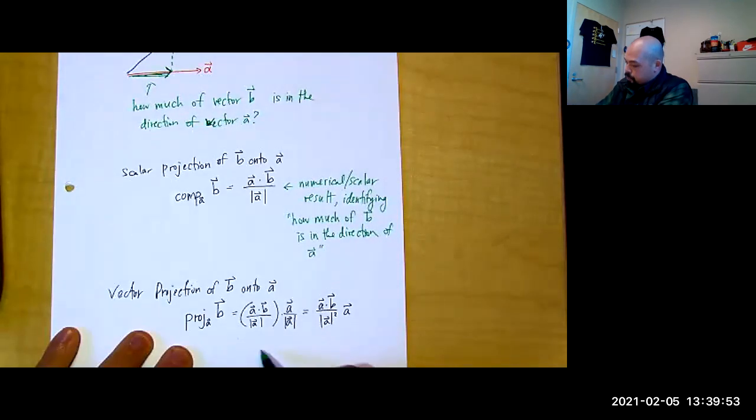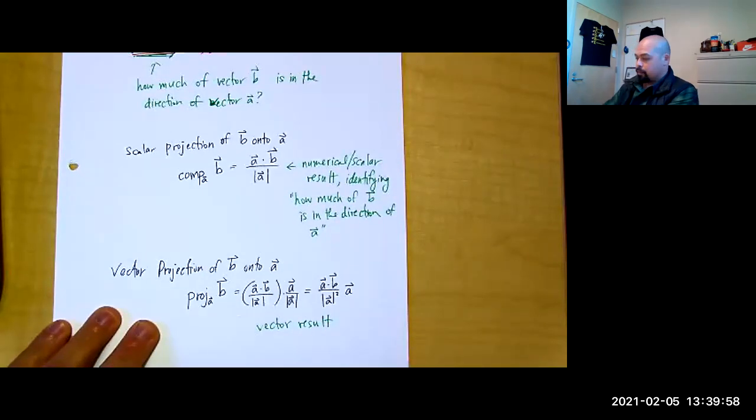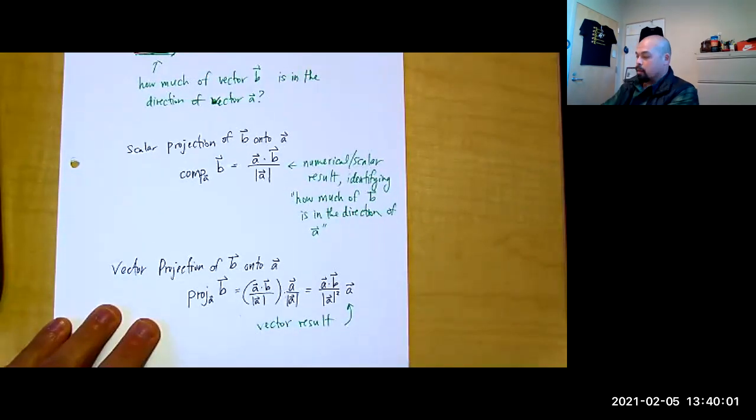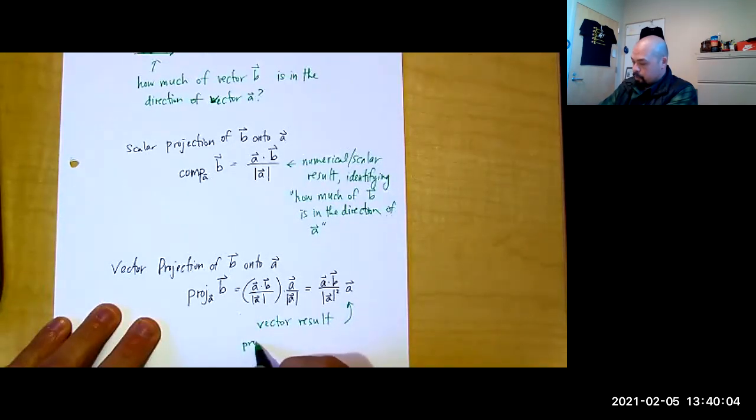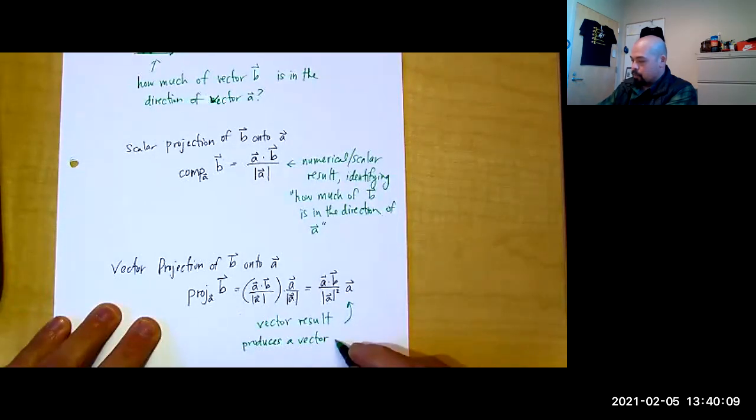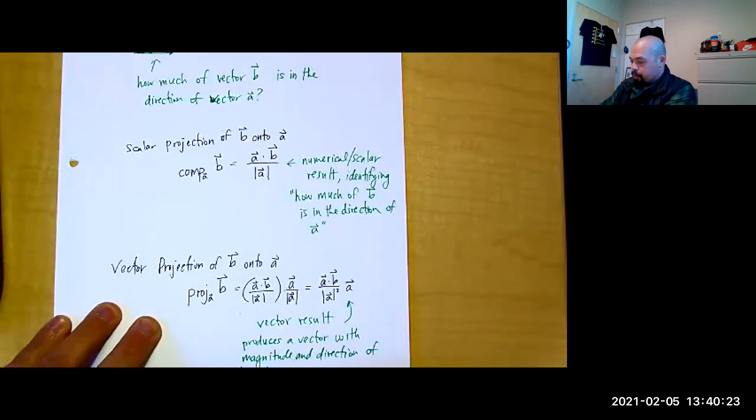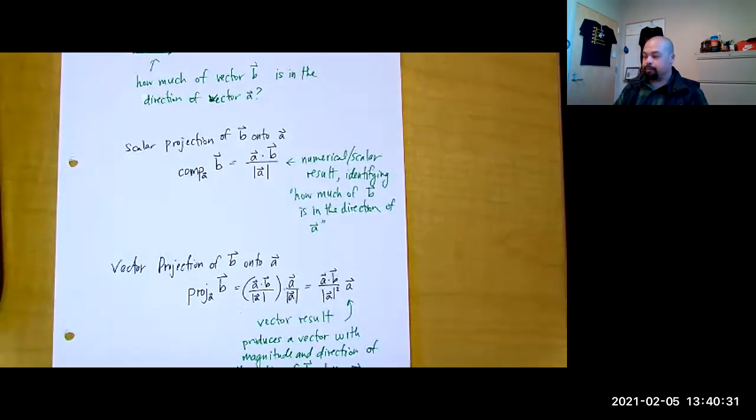So now this is going to be a vector result, and now this produces, right, an actual vector with the magnitude and direction of the portion of vector B along that vector A. Slide that up to read.